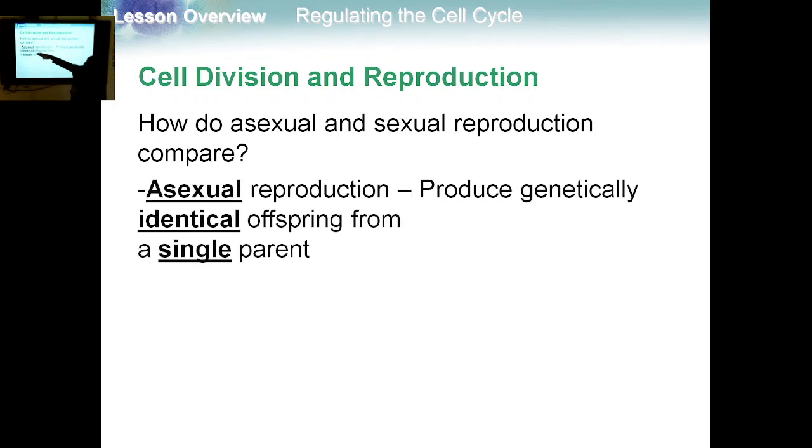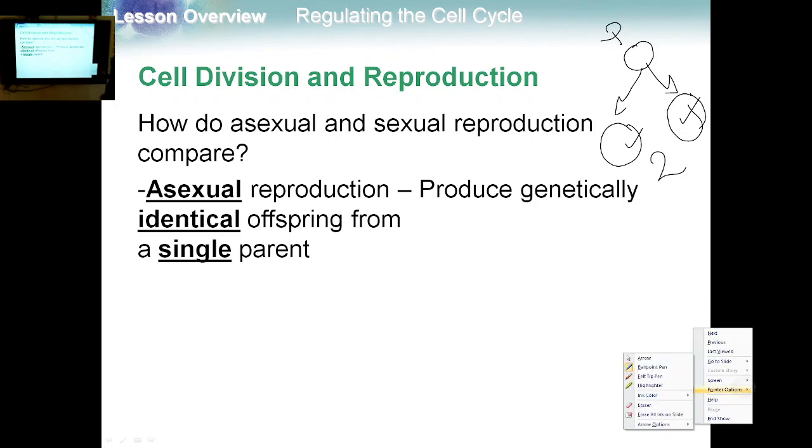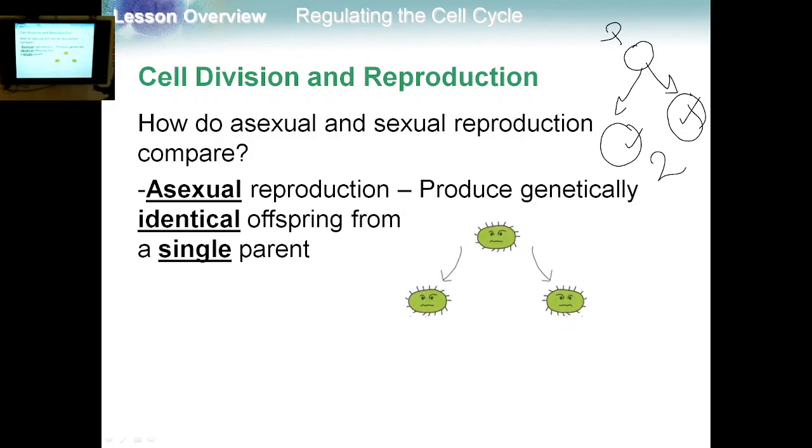So let's start with the asexual. Asexual reproduction produces two genetically identical offspring from a single parent. So we have a single parent, and it will produce two offspring, and these two offspring are identical. This is one parent and two offspring. This is the asexual reproduction. And this offspring will divide to form two new daughter cells.